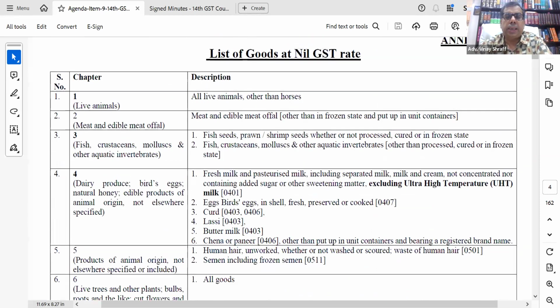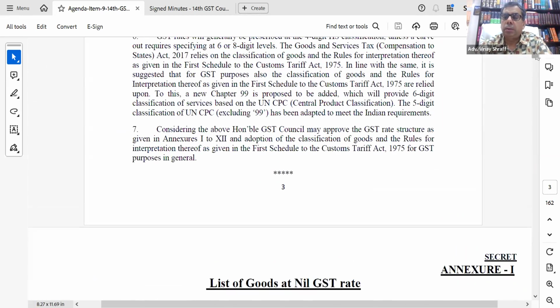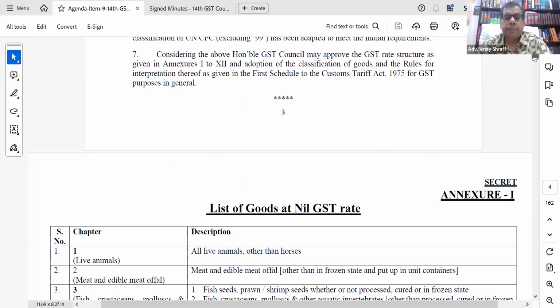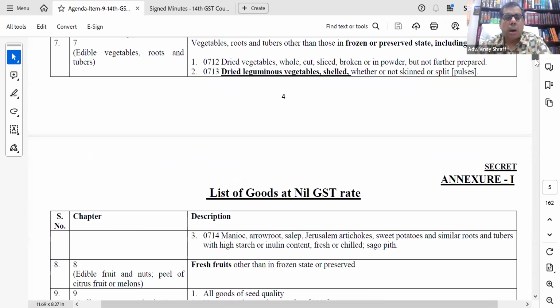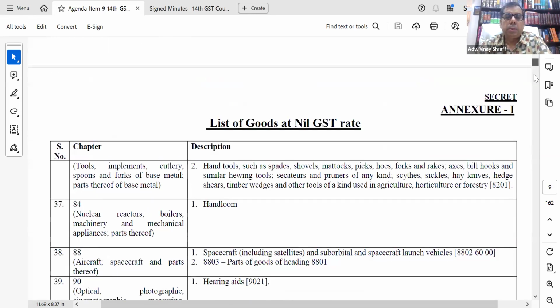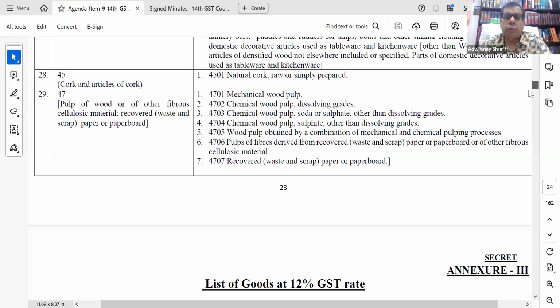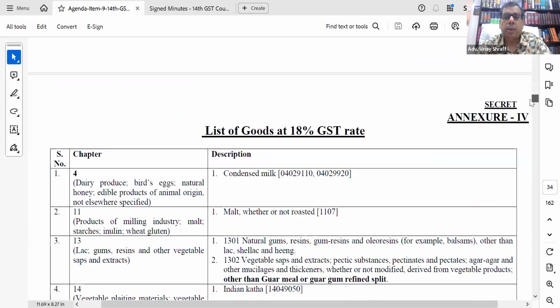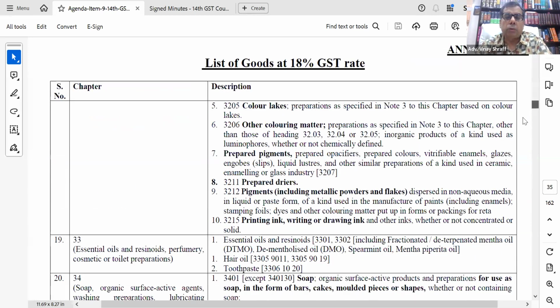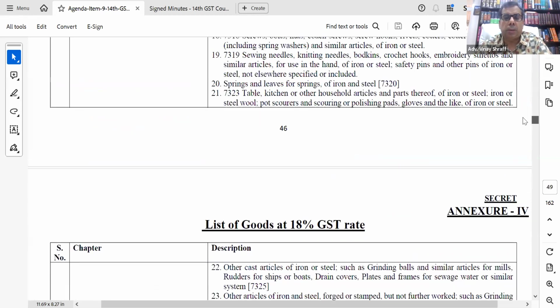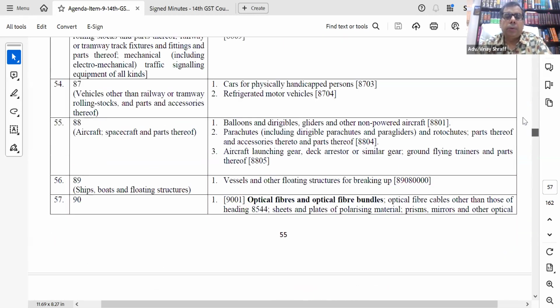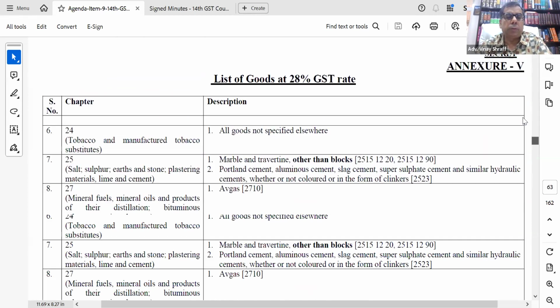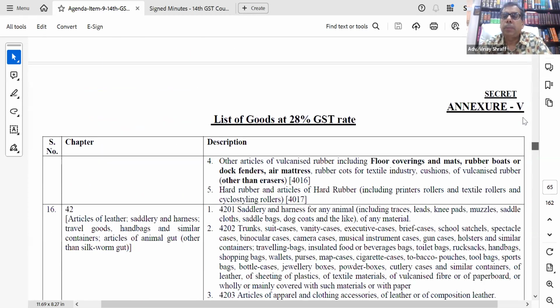Now, these annexures, as they were listed in the agenda, I'm just scrolling them down to show how they were recommended. Just to give you a glimpse, you can yourself download it from the website of the GST Council, the agenda for the 14th GST Council, and the minutes also of the 14th GST Council, because this is the most crucial meeting where we decided the rate of tax with respect to various items.